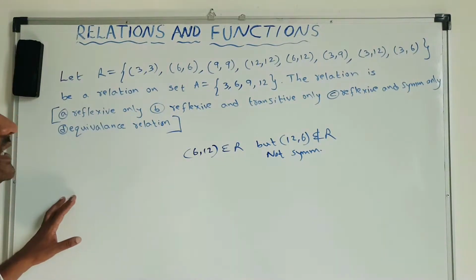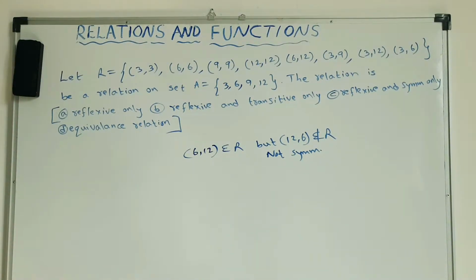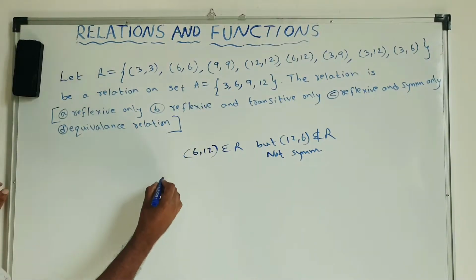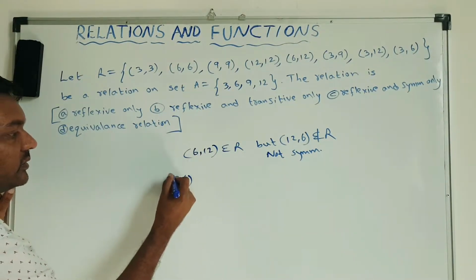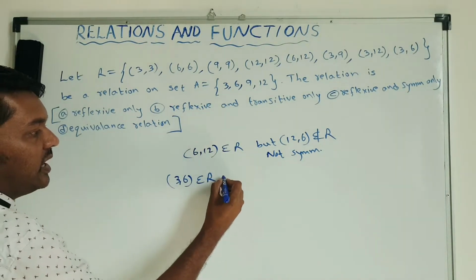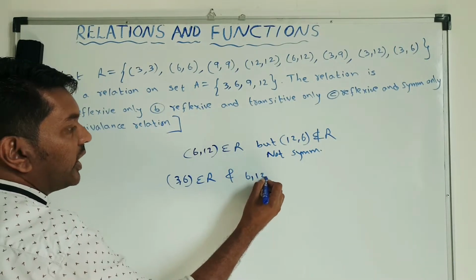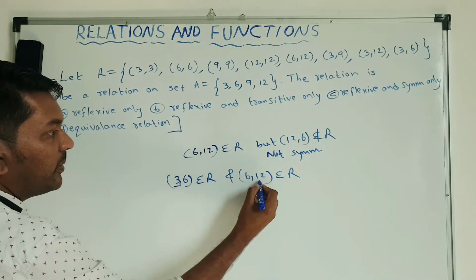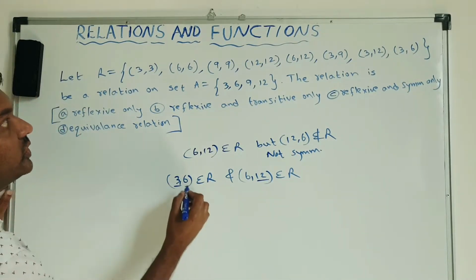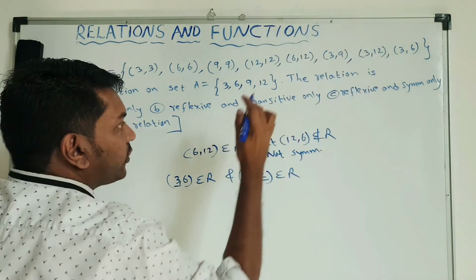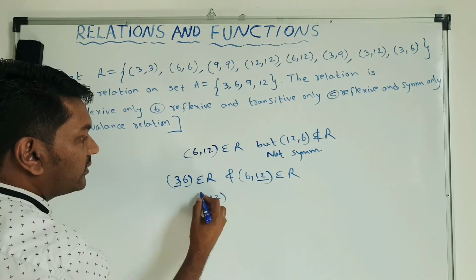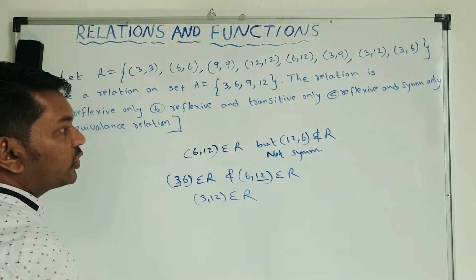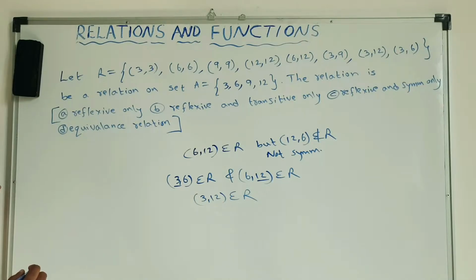Now we will see whether it is a transitive relation or not. (3, 6) belongs to R, and (6, 12) is also an element of R. Check whether (3, 12) is in R or not. (3, 12) is also an element of R. So this is a transitive relation.